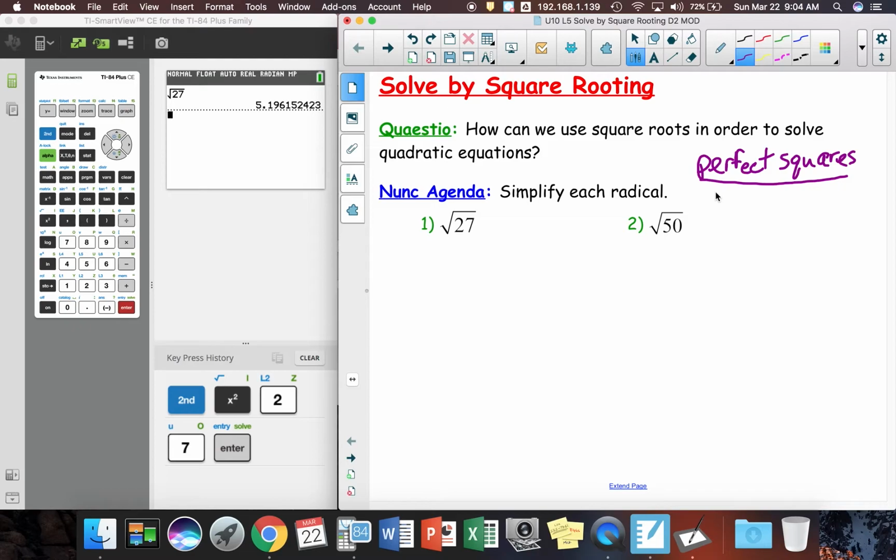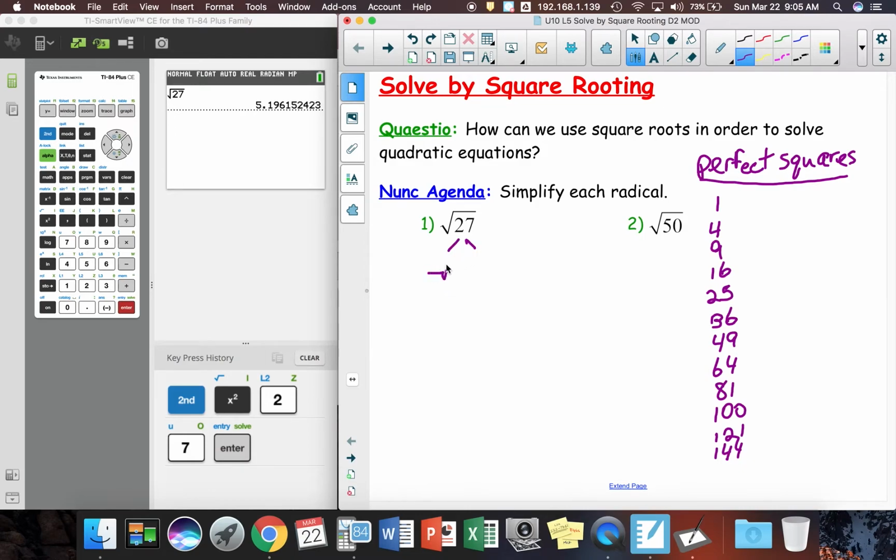Alright. We have 1 times 1, which is 1, 2 times 2, which is 4, 3 times 3, which is 9, and so forth. Alright, I'm just going to keep going. 9, 10, 11, 12. I think that's good enough for now. Alright, so these are your perfect squares that we're going to look at. So 27, we want to break that up into something that has a perfect square, and then it's extra.